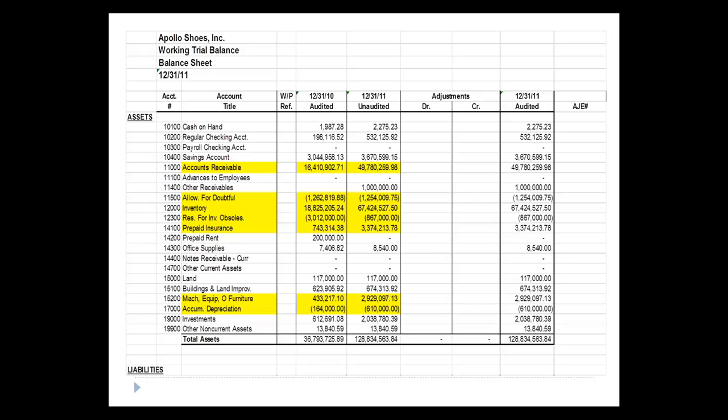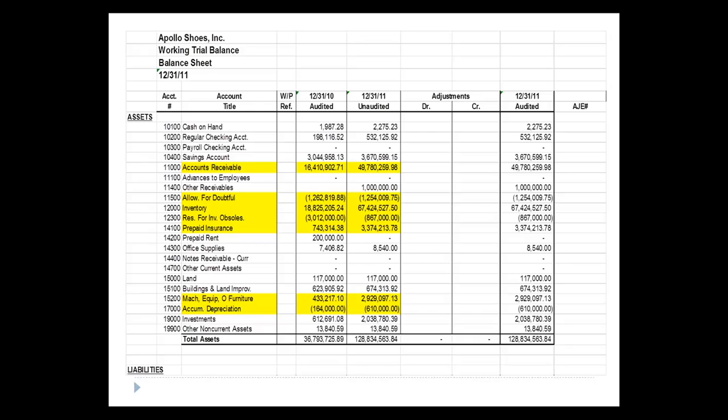Then you'll see inventory. What did we say? Sales are not moving, but inventory went from $18.8 million to $67.4 million. Then we see the reserve goes down from $3 million to less than $1 million. So there are tons of, just on the asset side of this company alone, we see all of these relationships that don't seem to make sense. We see that prepaid insurance went up substantially to $3.3 million, right? So we would want to look at that.